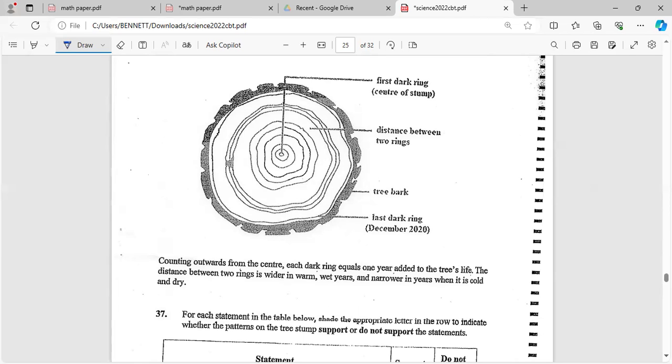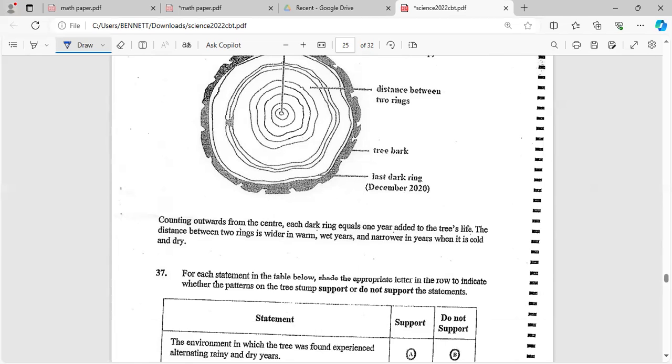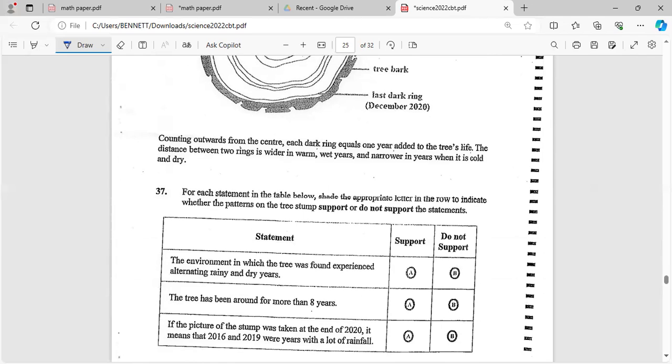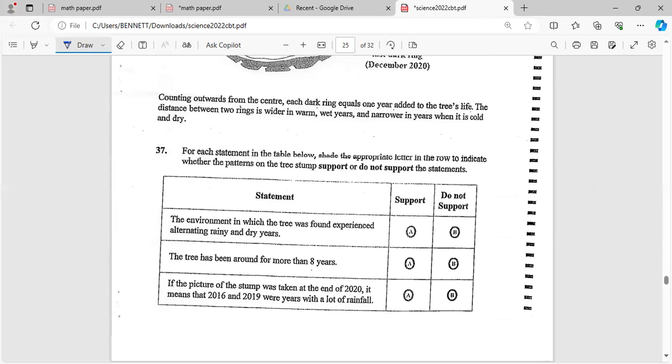The distance between the two rings is wider in warm, wet years and narrow when it's cold and dry. For each statement in the table, shade the appropriate letter to indicate whether the pattern of the tree stump supports or does not support the statement. So statement 1: the environment in which the tree was found experienced alternately rainy and dry weather.